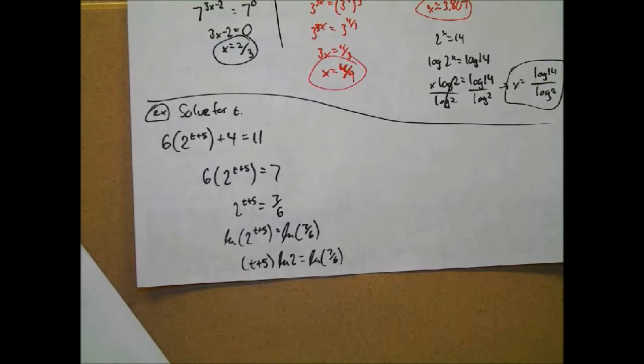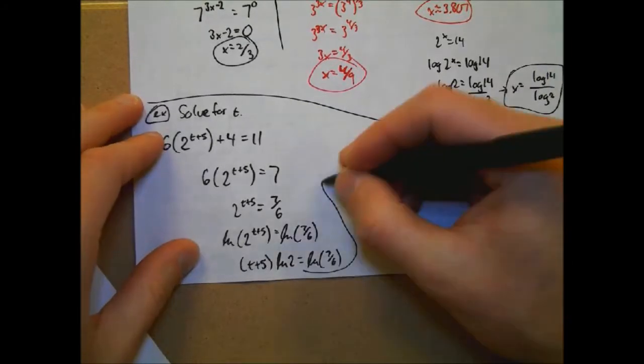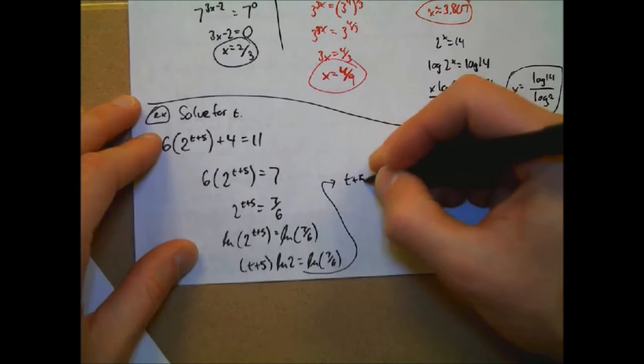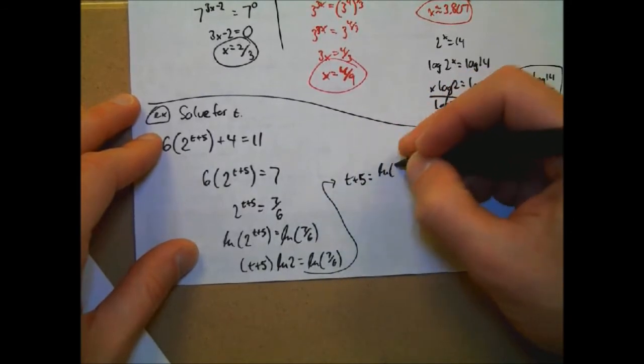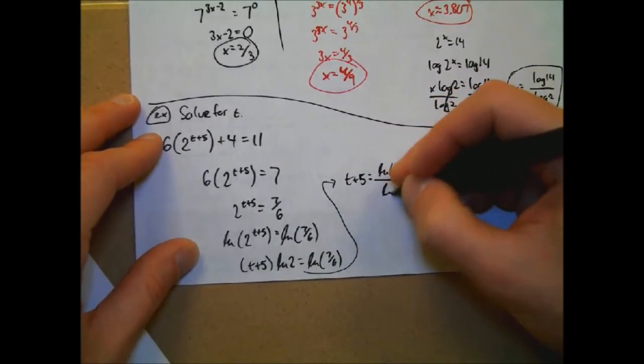Get the t by itself. What's with the t that we need to get rid of? Yes, divide both sides by natural log 2. You're right. I run out of space here, so I'll have to do it up here. So yeah, we're going to have t plus 5 equals natural log of 7/6 over the natural log of 2. You got it.